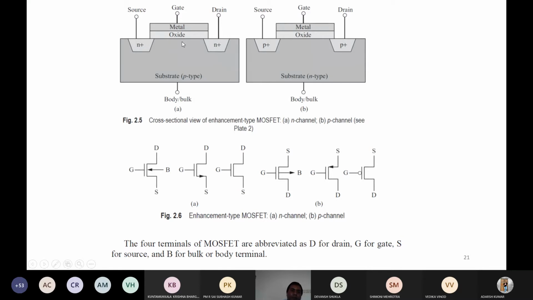So enhancement type MOSFET is as previously seen: if you are making an n channel, then you start with a p substrate, and you dope this region, n plus region, at a very small depth by diffusion process, and it is a highly n plus doped region. Both the source region and drain region are highly doped n plus regions. On the top of this there is oxide, silicon dioxide, and then there is metal, or polysilicon we can say. So this is source contact, this is gate contact, and this is drain contact.